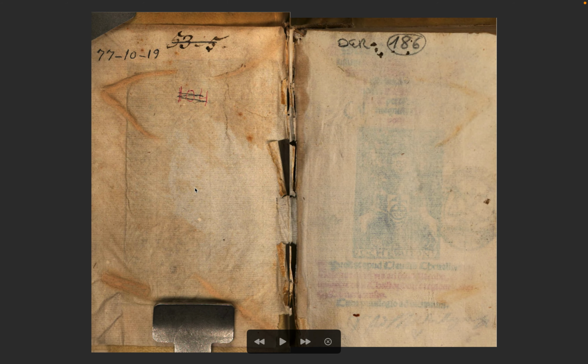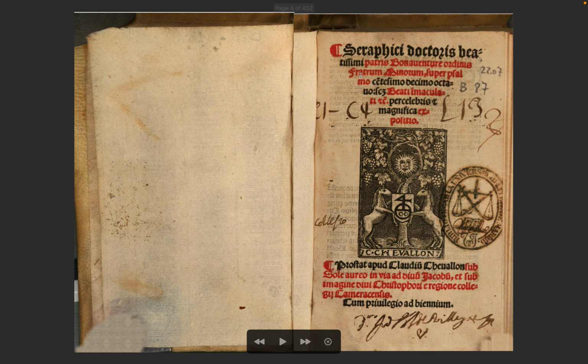So first, the anatomy of this book. This is obviously a bound book. It has a cover. You open it up, it has an inner cover and an end paper, and then we get the title page.